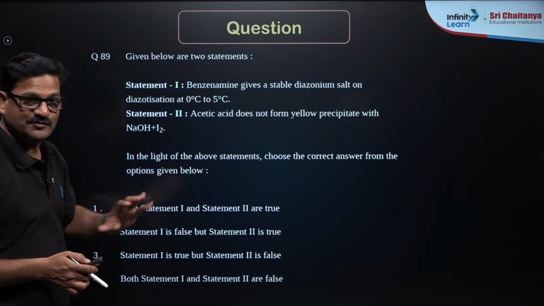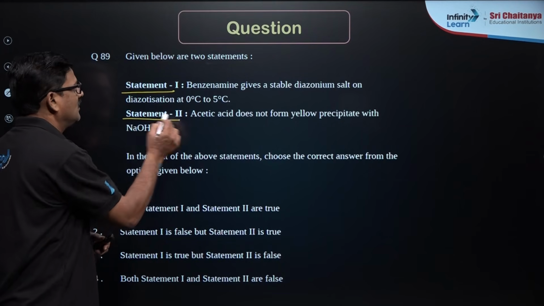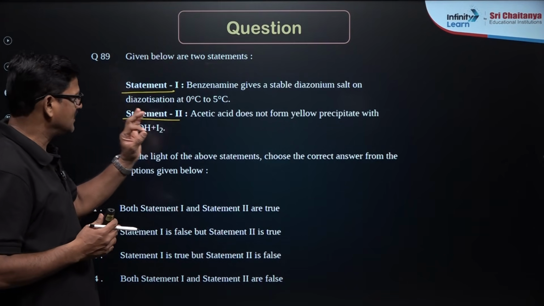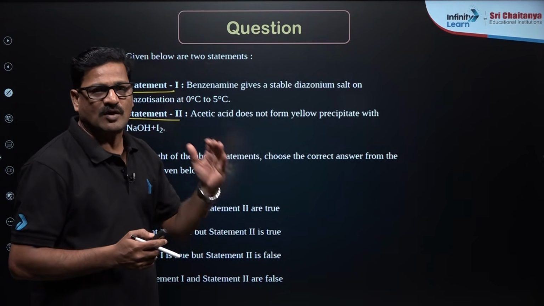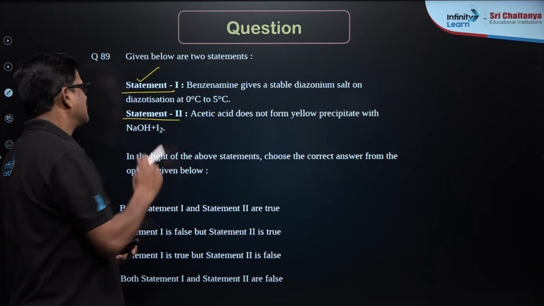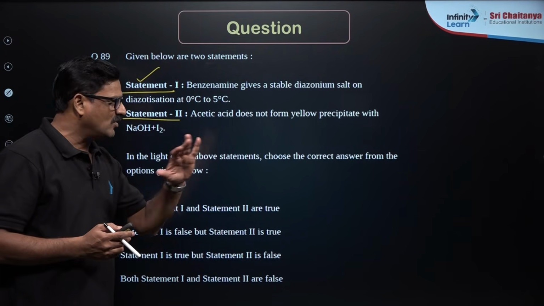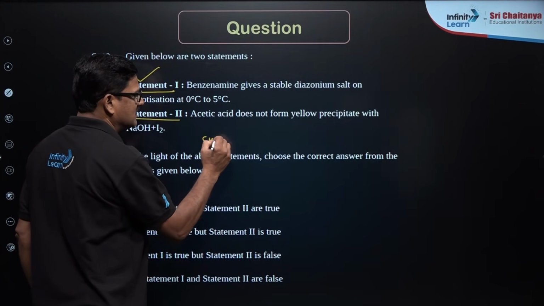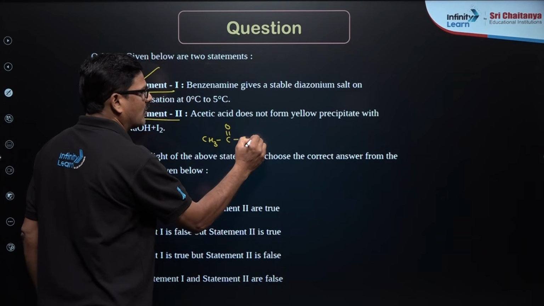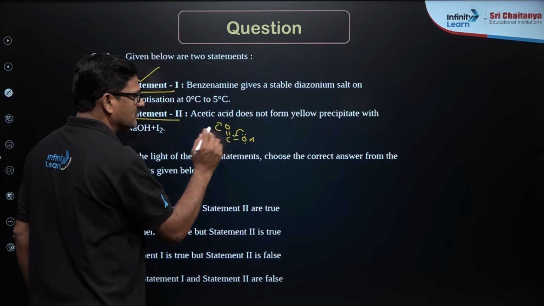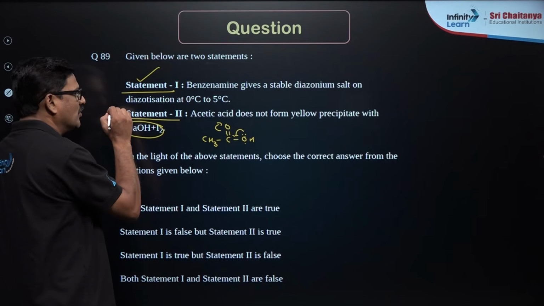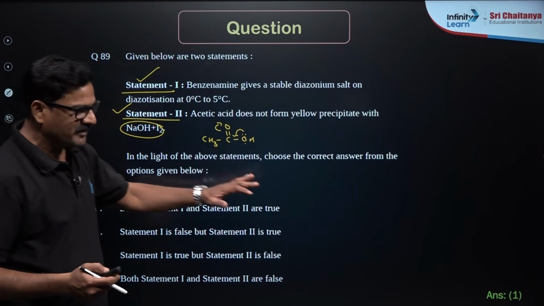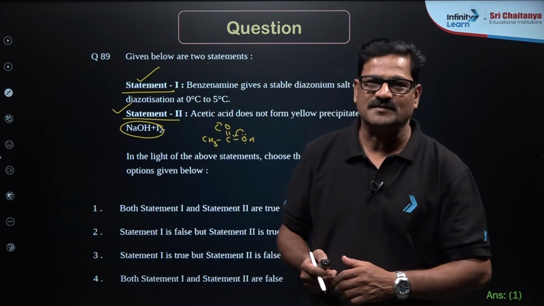Students, this question again is from statement 1 and statement 2. So, statement 1: benzene amine gives a stable diazonium salt on diazotization. Aromatic diazonium compounds are stable. So, statement 1 is correct. Acetic acid does not form yellow precipitate with sodium hydroxide and iodine, because acetic acid has cross conjugation here. However, it looks like a methyl ketone. It does not give the iodoform test. It is also a correct statement. So, both statement 1 and statement 2 are correct. Option 1 is the correct answer for this question.